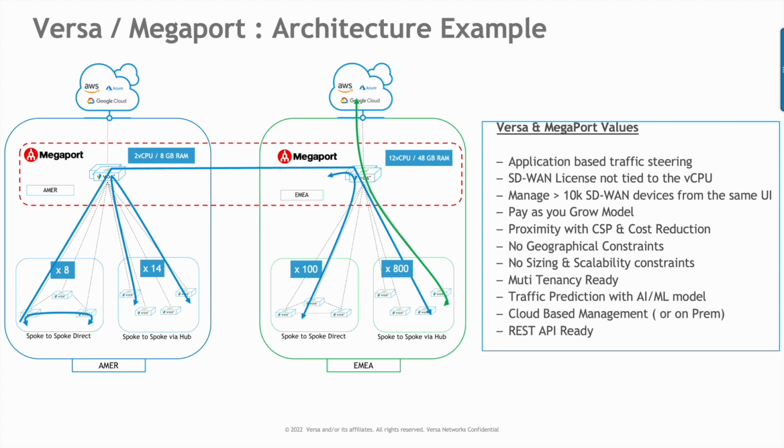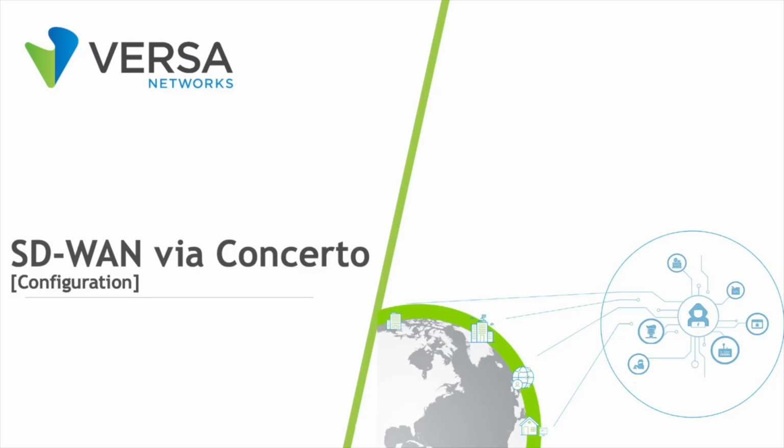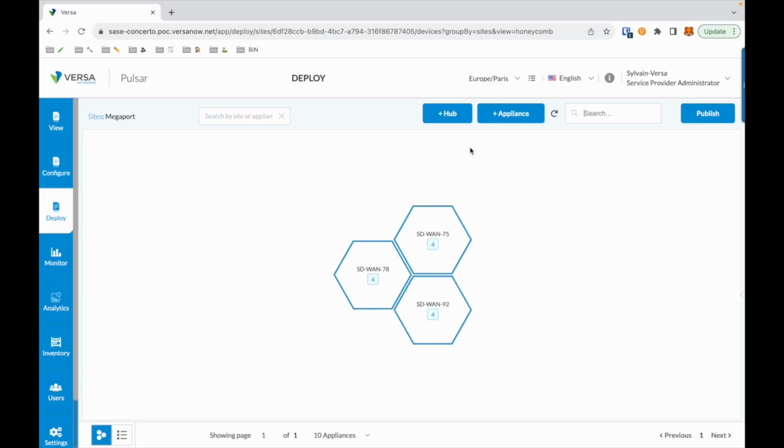Now, let me show you how this is done in the Megaport and Versa portal. For my demonstration, I will use a simple setup with 3 spokes and a hub located in the Megaport USA region. Alright, let's get started with the Versa SD-WAN configuration.